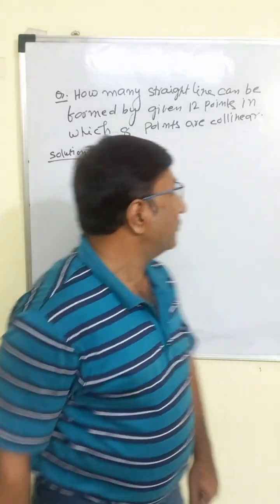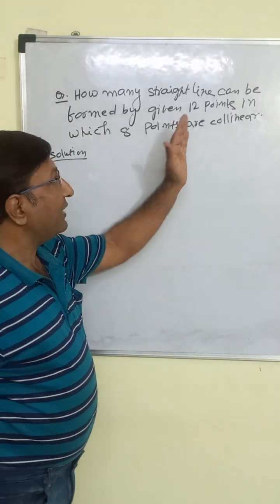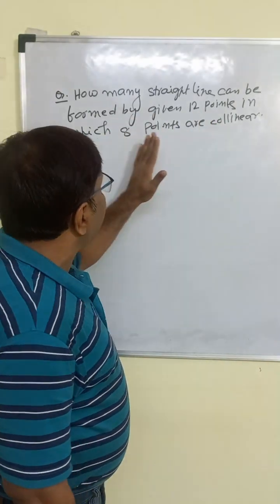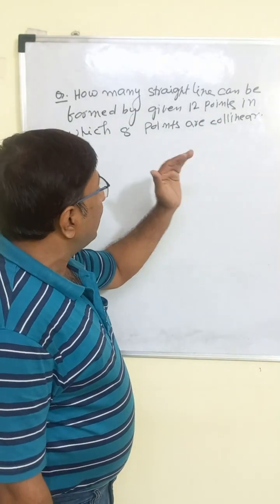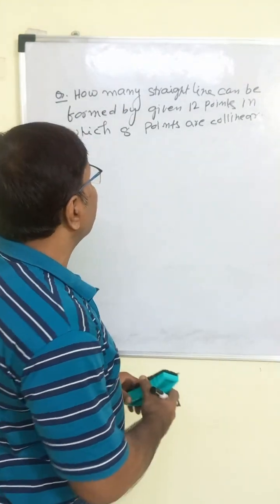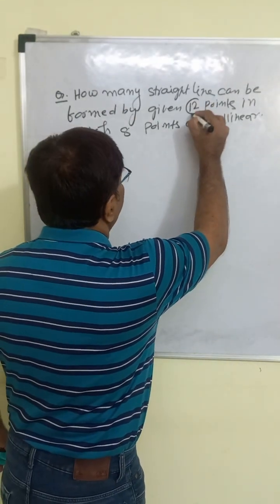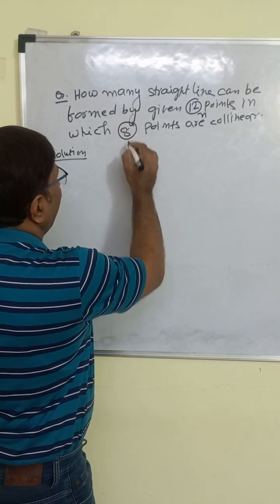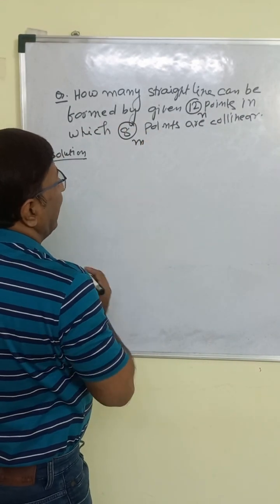Let us see the question. How many straight lines can be formed by given 12 points in which 8 points are collinear? For this type of question, the simple technique is: suppose the given points are n, and suppose the collinear points are m.